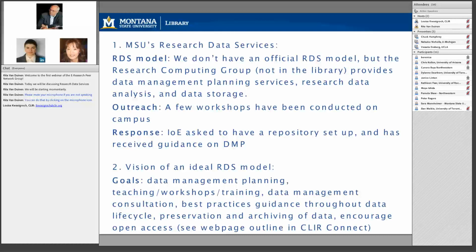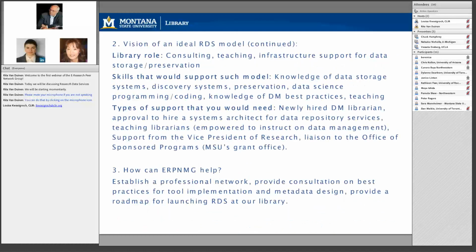But yeah, Sarah, what about the ideal vision? I think we want to help researchers do good data management. We want to teach them and train them. We want to provide consultation for data management plans and for good data management practice. And then the preservation is a big part of it, as well as encouraging data reuse, open access, and sharing. So you can go to the next slide.